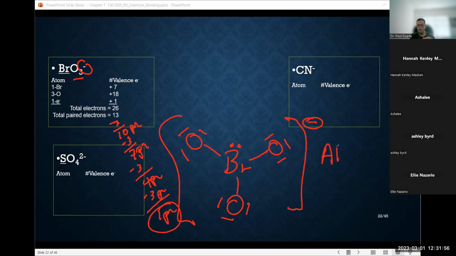Now the general formula, it would be A. Okay, what about B? What would B be here? How many atoms are bonded to the central bromine?